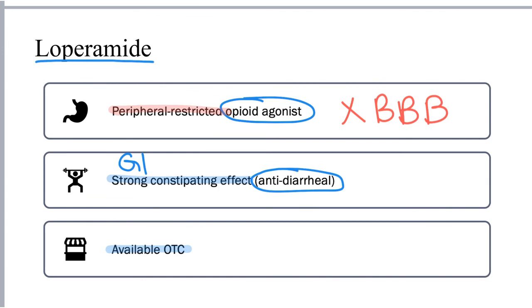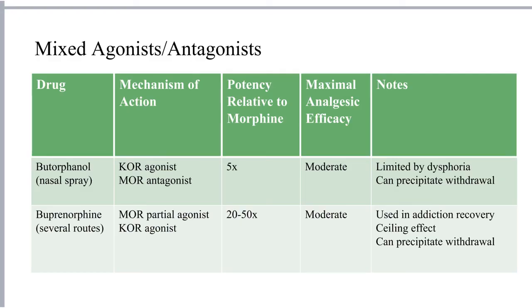It produces its effects by directly activating mu opioid receptors in the gastrointestinal tract to produce constipation, decrease gastric motility, and decrease gastric emptying. The next pharmacologic class of opioids I will talk about are the mixed agonist-antagonist drugs. The two that I will mention are butorphanol and buprenorphine. The mixed activity of these agents is at the mu opioid receptor and the kappa opioid receptor.